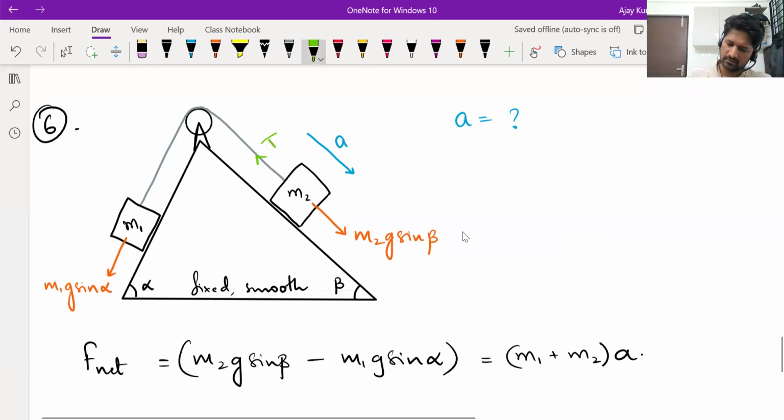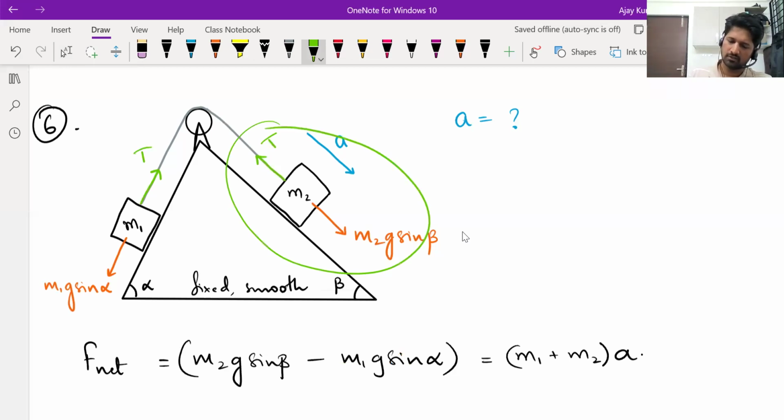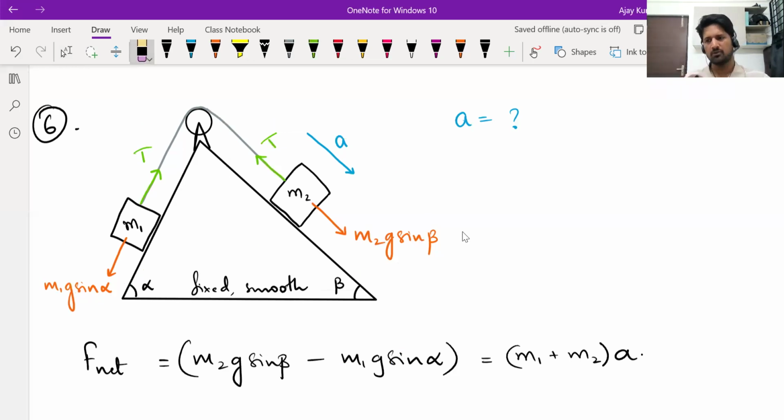Tension acts like this. Here also tension will be acting. Then you will write one equation F net equal to ma for this block. You will write one equation F net equal to ma for this block and solve. You will still get the same answer. So those of you who were not able to answer, I want you to try doing it both ways and check whether you are getting the answer or not. Then you will be able to remember this procedure better.